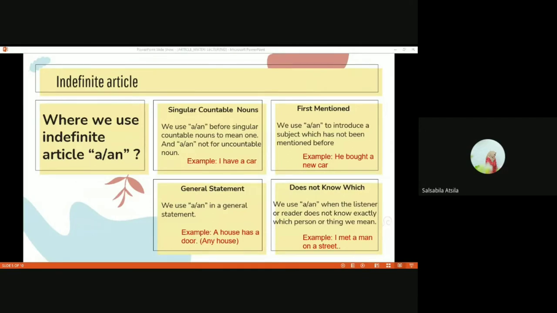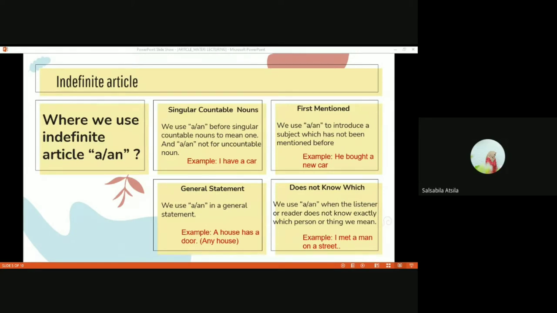Next, indefinite article. Where do we use indefinite article a or an? We use it when the sentence mentions a singular countable noun. We use a or an before singular countable nouns to mean one, and a or an is not for uncountable nouns. For example, I have a car. Here, car is a singular countable noun. And then in first mention, we use a or an to introduce a subject which has not been mentioned before. For example, he bought a new car.